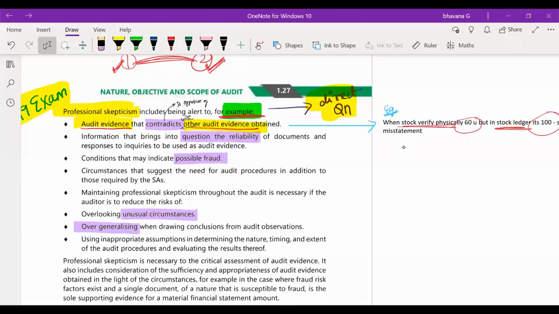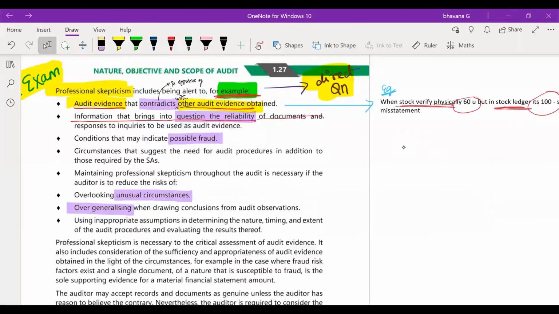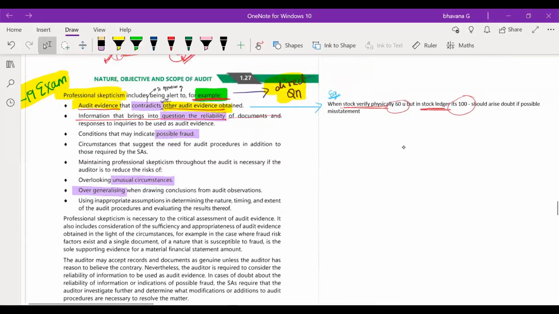The second thing is information that brings into question the reliability of documents and responses to inquiries to be used as audit evidence. Say you have information, but when you study it, you get a question whether these documents are reliable, or whether the responses to inquiries you made as an auditor are correct, and whether they can be used as audit evidence. In such a case, you have to be alert. Professional skepticism must be there.